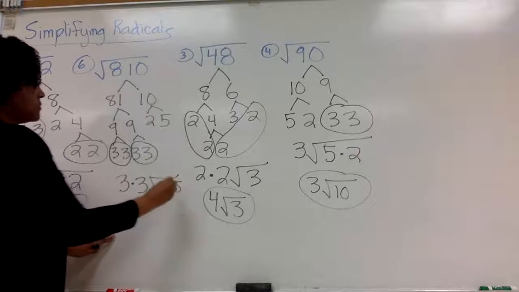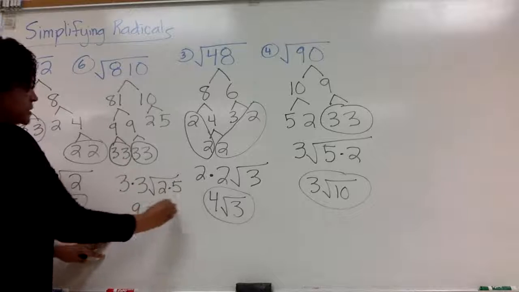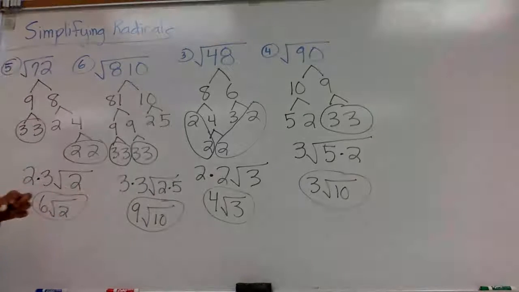2 times 5. And then I multiply this. 3 times 3 is 9. 2 times 5 is 10. So our final answer is 9 square root of 10.